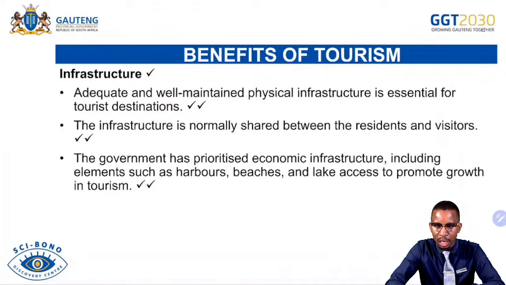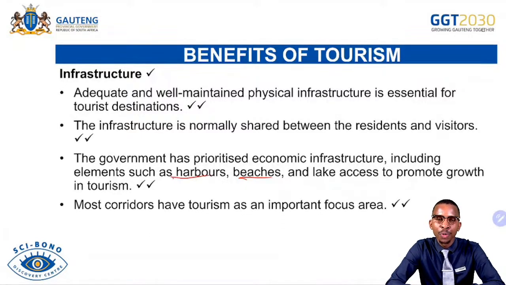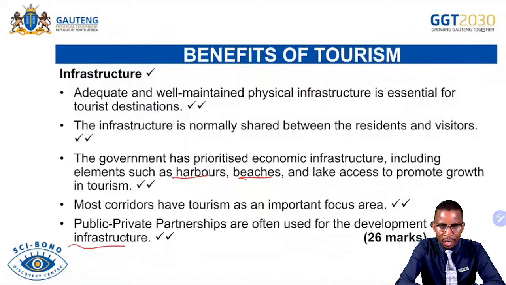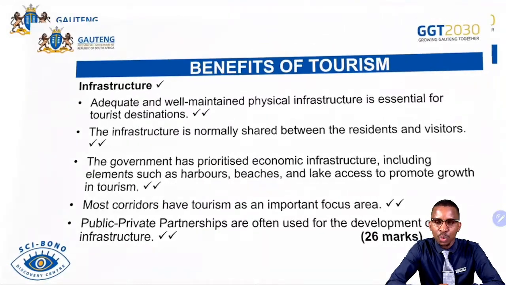The government has prioritized economic infrastructure, including elements such as harbors, the beaches, lake access, to promote growth in tourism, because it also contributes much in economic growth of the country. Most corridors have tourism as an important focus area. Public-private partnerships are often used for development of infrastructure. That gives you 26 marks.